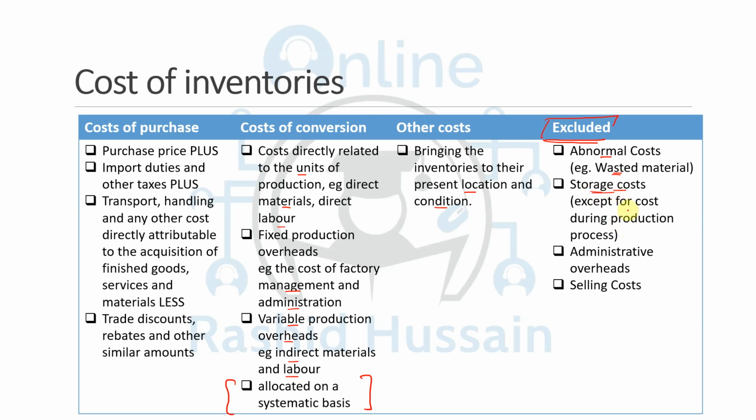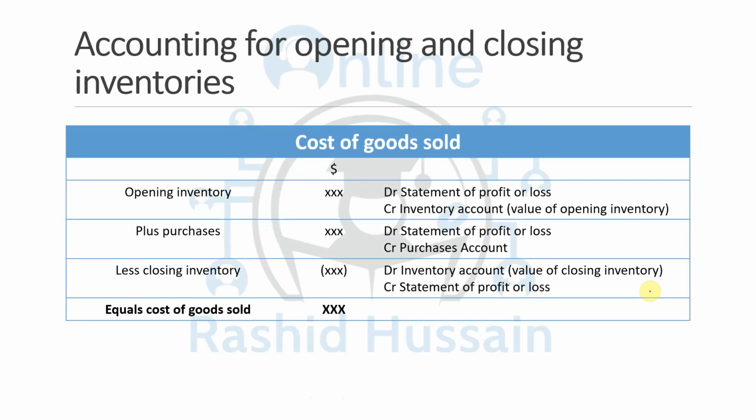You cannot capitalize the storage cost. Similarly, general and administrative overheads. And similarly, we have the selling cost. Remember, there's a difference between fixed production overheads, because they are related to the production. We're not talking about these. Fixed production overheads are allocated. We're talking about the general and administrative overheads, which are incurred irrespective of the production. Similarly, the selling cost is included in the NRV calculation, but you cannot include that in the cost of the inventory.